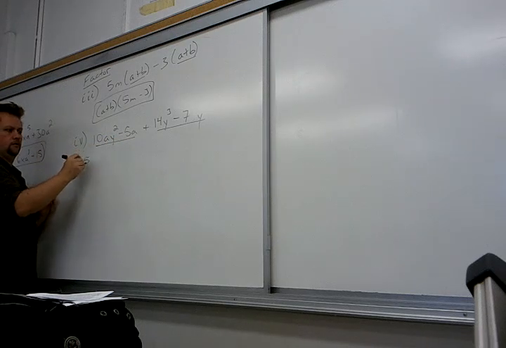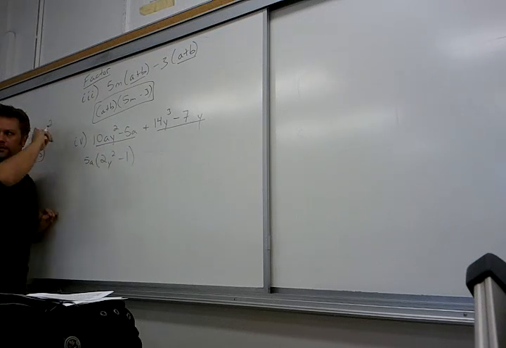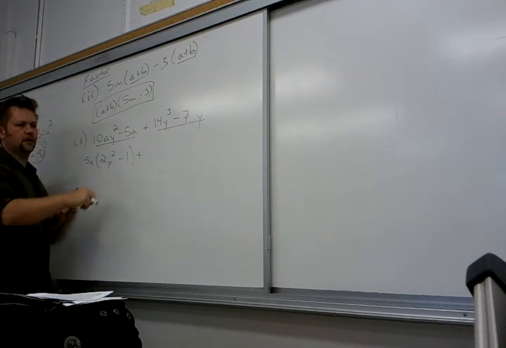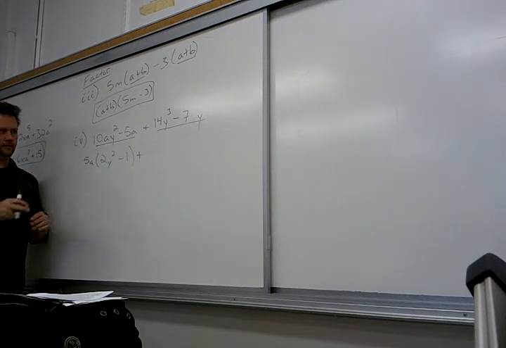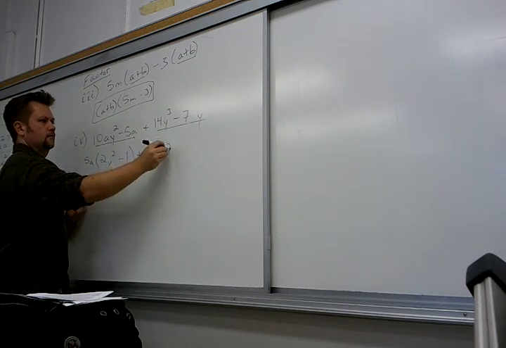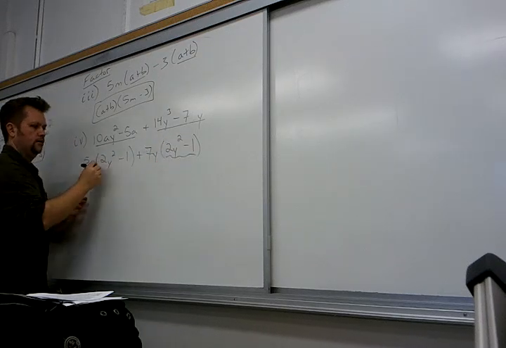You can have 5a. Let's see if I did this. 5a times 2, 2, minus 1, cool, based on what we just said earlier. Plus. What comes out of these two? 7y. Careful. 7y, and a y comes out. Then you have 2y squared minus 1. And then you have the 5a.